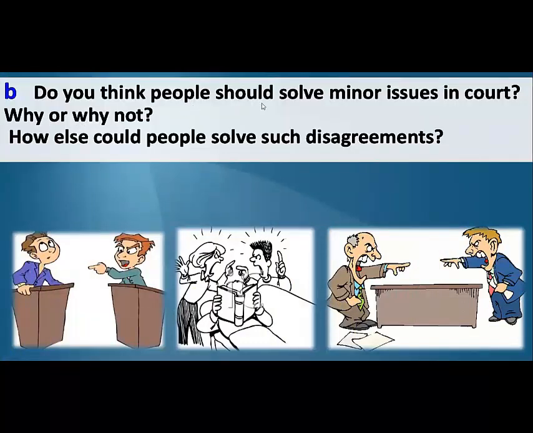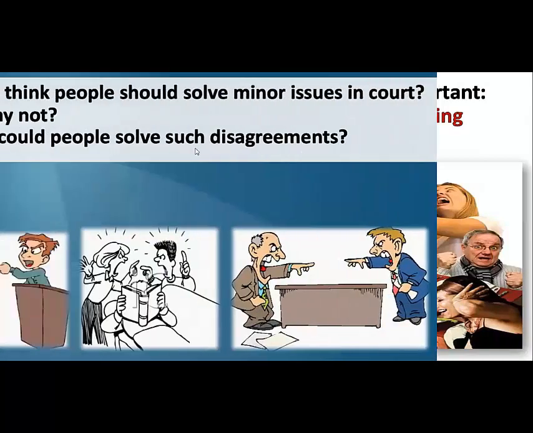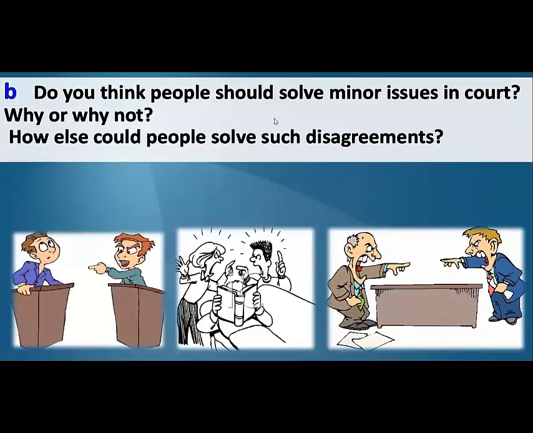Let's turn to the second question. Do you think that people should solve minor issues in court? Why not? How else could people solve such disagreements? It's your point of view. I think people shouldn't do that. People should solve minor issues by tradition and by spreading the culture of belief, the culture of tolerance. So people should allow the court to do its role to prevent and protect the society from crimes.